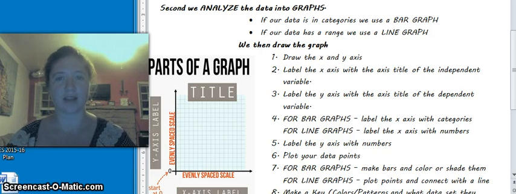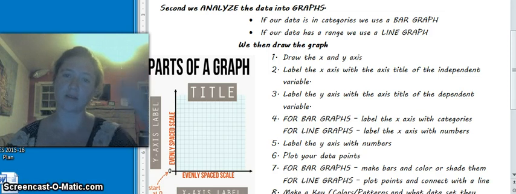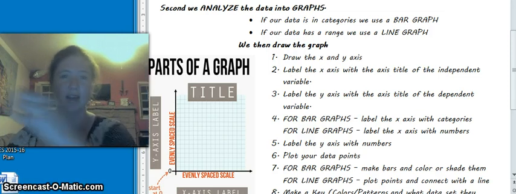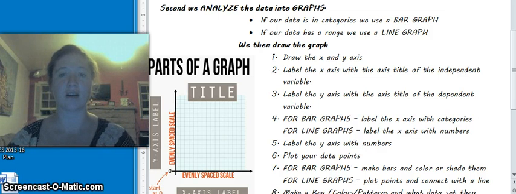So if it's not something that's got a range, if we're talking about months of the year, if we are talking about favorite colors, these are things that go in a bar graph. Things that have a range, anything that can be measured and you can put a scale along the side, and so you have the smallest amount over here and then it gets to be the biggest amount over here, we refer to that as a range, and we use a line graph for this.